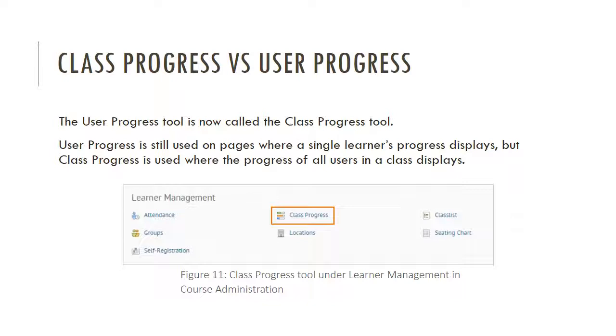Alright, here's a change that makes a lot of sense. Class progress versus user progress. Anywhere that you see class progress, it's going to be, if you go into your course admin and you want to see how the class is doing, it's going to be called class progress. But once you click on an individual student, it's now called user progress. So that makes sense.